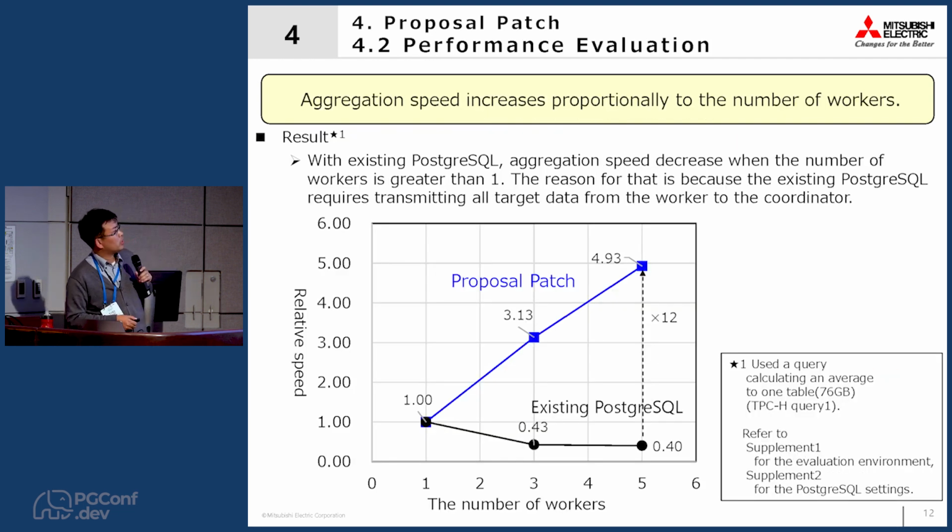This is a performance evaluation result using TPC-H query 1. In our proposal, aggregation speed increases proportionally to the number of workers, this blue line. On the other hand, with existing Postgres, this black line, aggregation speed decreases when the number of workers is greater than 1. The reason is that existing Postgres requires transmitting all target data from the worker to the coordinator.